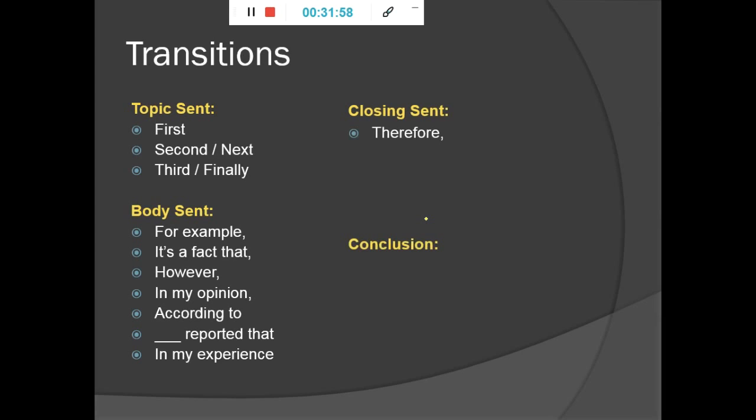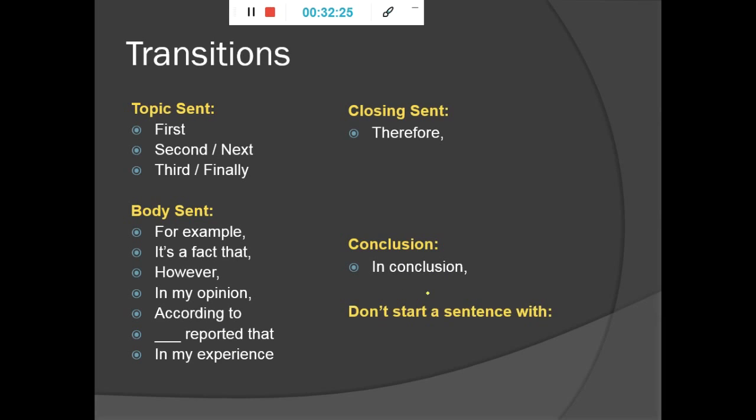And our conclusion. What do we need for our conclusion? So in conclusion, and I think we talked about some other examples in our book last time. We had in conclusion, we had to sum up, to summarize. So you could use more if you feel the need to, or if you want to stick with this one, you can stick with that one as well.